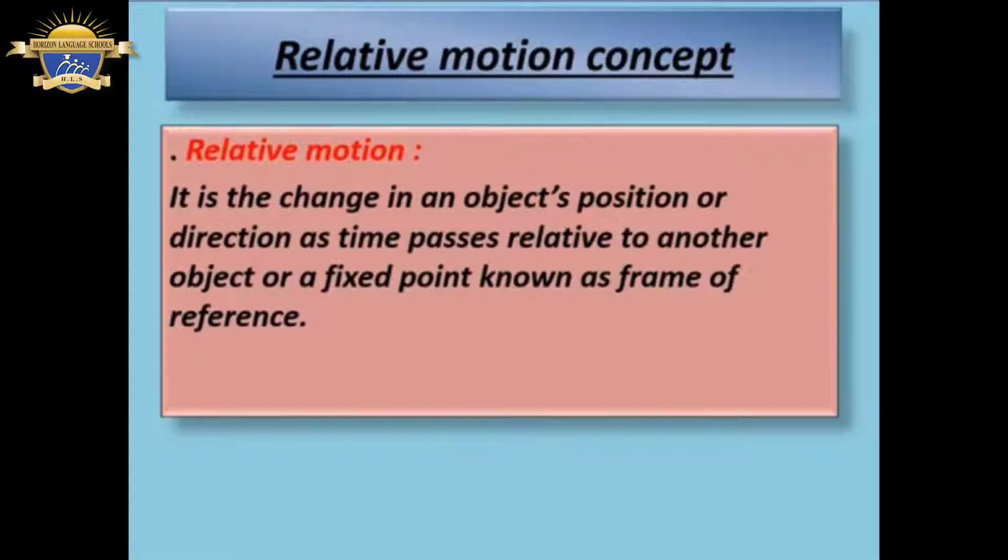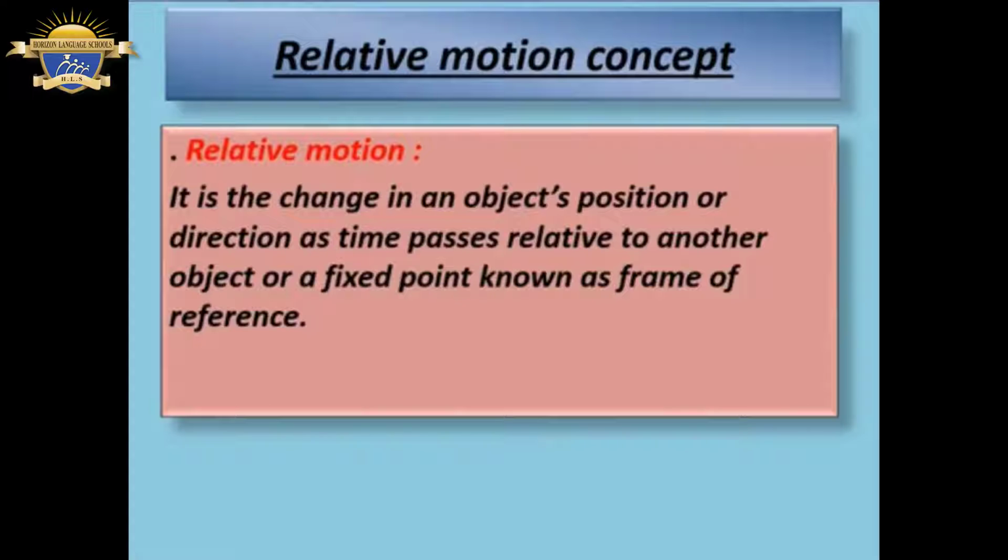Second, the relative motion concept. Relative motion, what is this? It is a change in the object position or direction as time passes relative to another object or a fixed point known as the frame of reference. Relative motion is the change of an object position. It is the definition of motion, but relative to another object or fixed point.